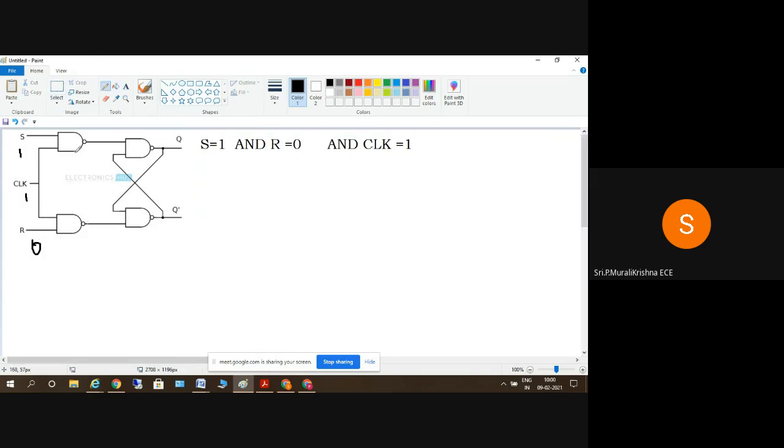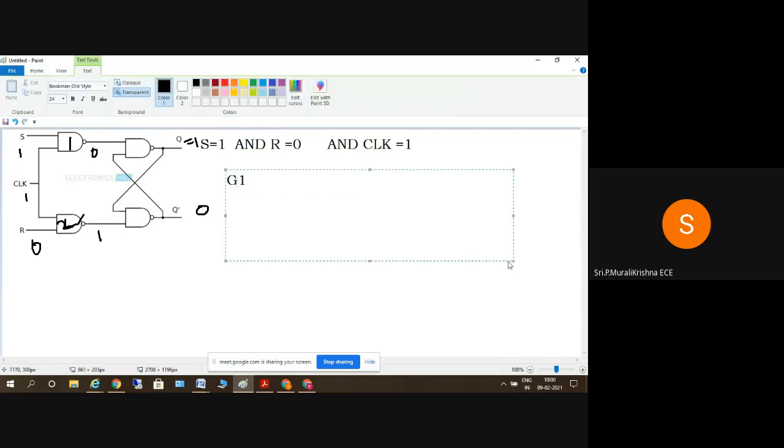So obviously the output of the first AND gate is 0, and the output of the second AND gate is 1 here. When one of the inputs of the gate is 0, the output is equal to 1. So when this is 1, automatically this will be equal to 0. This is nothing but Q of n plus 1 is equal to 1 here. So this is called the set state. Clear? Okay, so this is the case here.